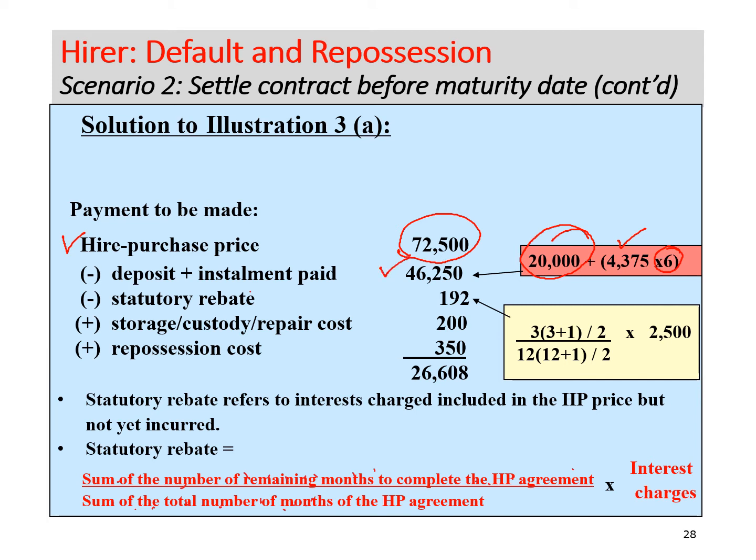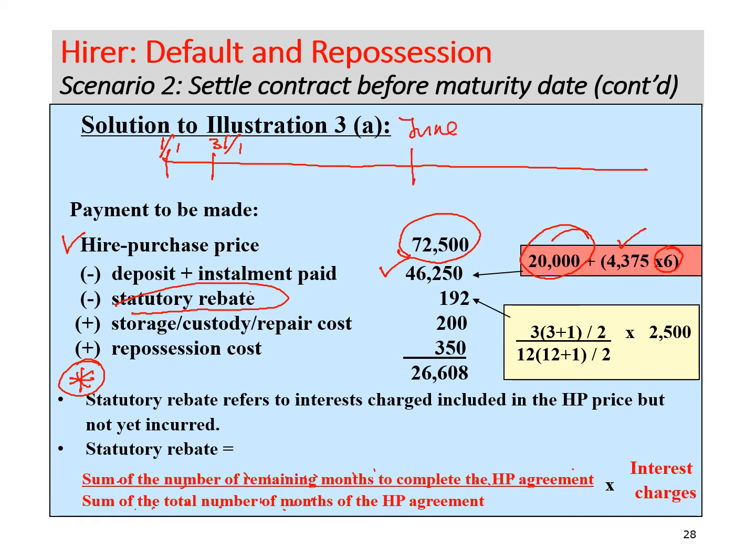Then you have to minus the statutory rebates. What do statutory rebates mean? As stated on your slide, statutory rebates refer to the interest charge included in the hire purchase price but not yet incurred. If you draw a timeline, the company bought the asset on 1st January, and made the first installment on 31st January. The company managed to pay the installments up to June. From July onwards, the company defaulted in its payment.